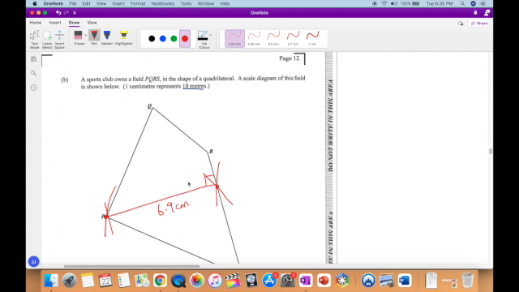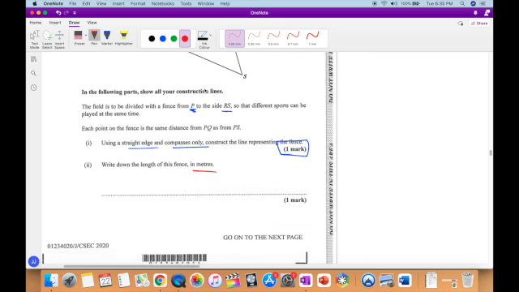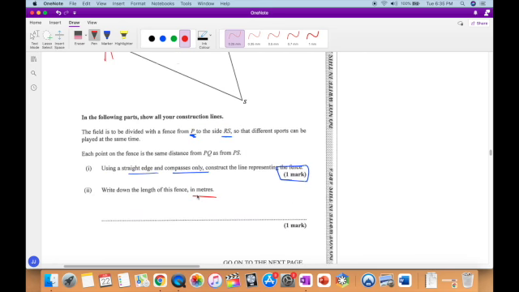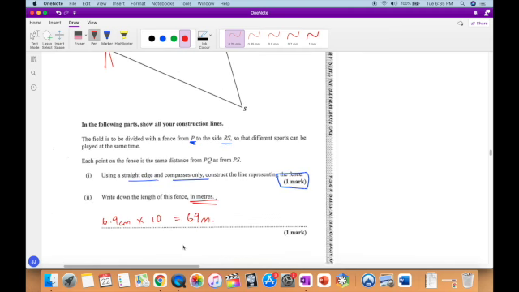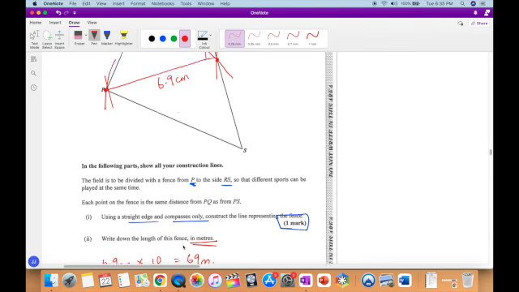Yeah. Right. So if you got 6.9 centimeters, 1 centimeter represents 10 meters. Read your question carefully, right? They ask you to write down in meters. So multiply by 10 and that will give you 69 meters. You understand? All right, nice. So that was 1 mark.